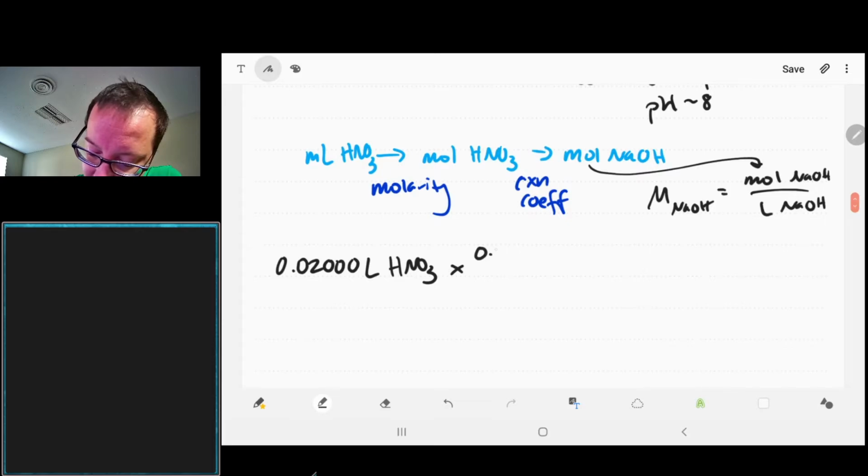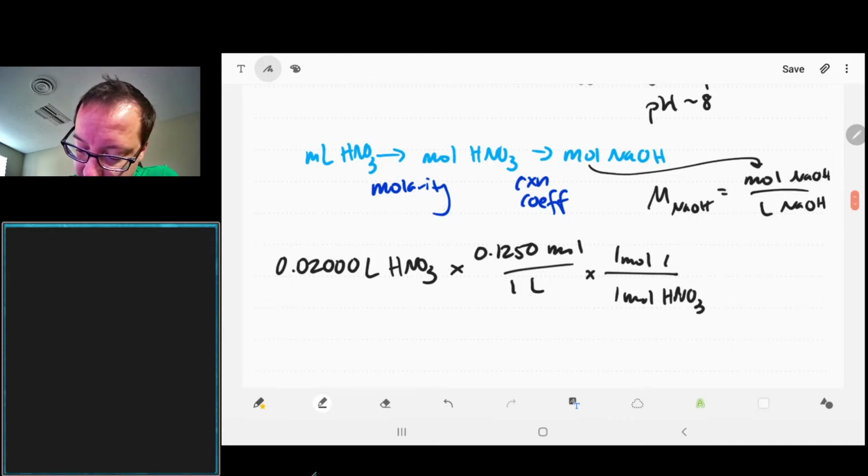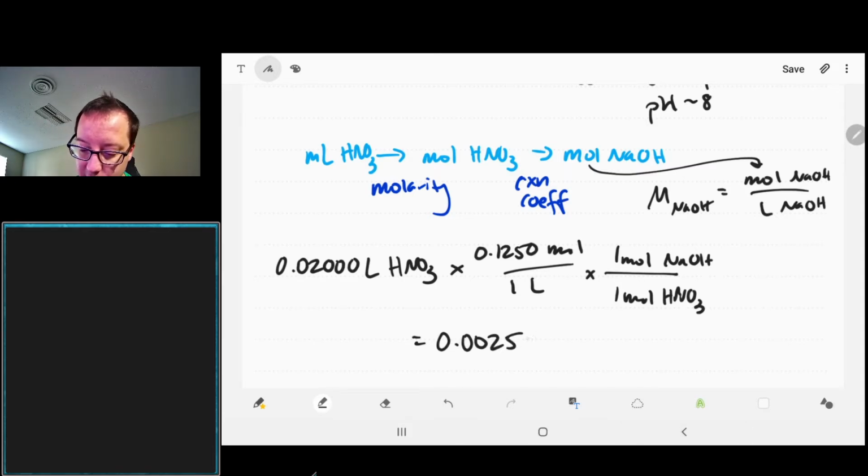This is just the same thing that we've done last chapter. We have our 1 mole nitric acid for 1 mole of NaOH. Do this. Where's my calculator? Oh, it's over there. One sec. Calculator. Okay. 0.02 times 0.125 is 0.0025 moles of NaOH.